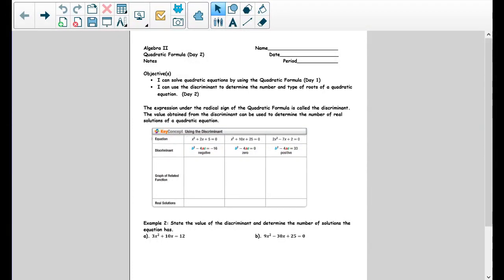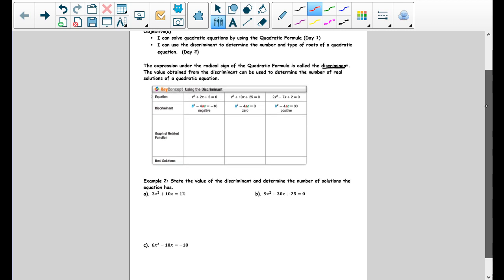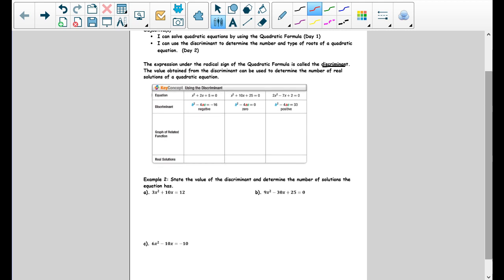Okay, quadratic formula day 2 notes. This is just going to take a look more specifically at the quadratic formula, and a part of it. So we have this part that's called a discriminant. Okay, so the discriminant of our quadratic formula is what's under that square root.